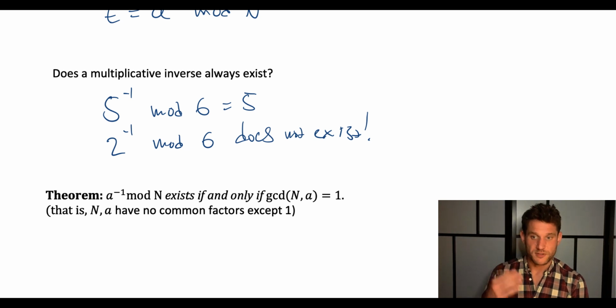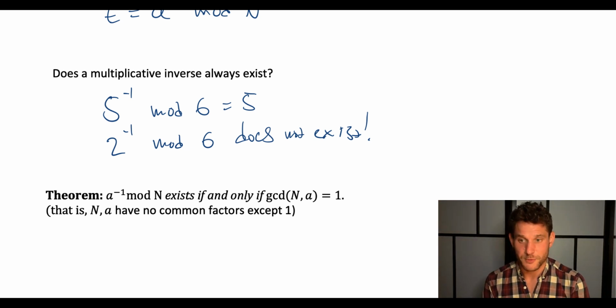So we notice that 5 does have a multiplicative inverse mod 6, right? Because the multiplicative inverse of 5 is 5 itself. But we notice that 2 does not have a multiplicative inverse mod 6. Why? Because 2 and 6 have a common factor, and that's 2, right? 2 divides both 6 and 2. 5 and 6 do not have a common factor. No other integers other than 1 divide 5 and 6 together.